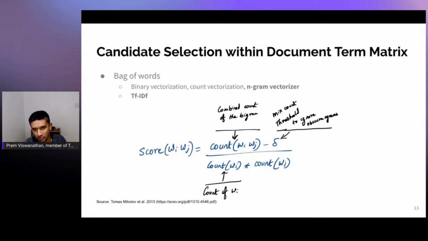And then from the document term matrix, you use LDA to come up with topics.